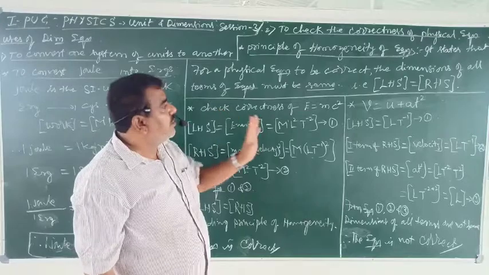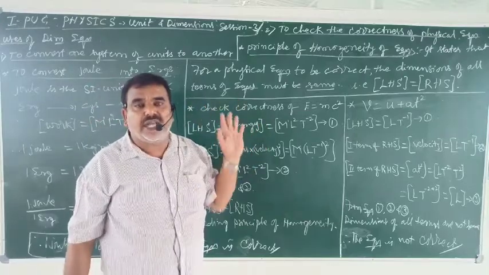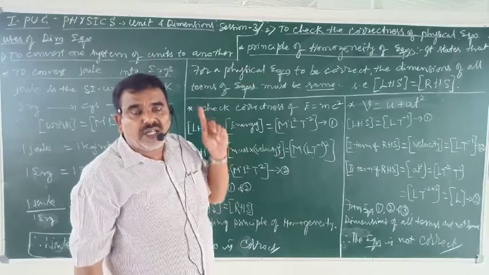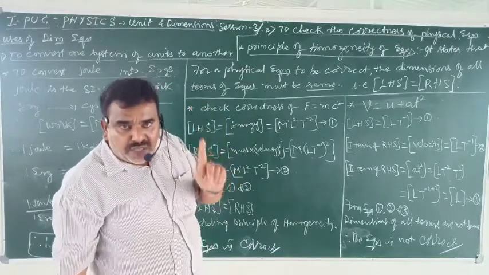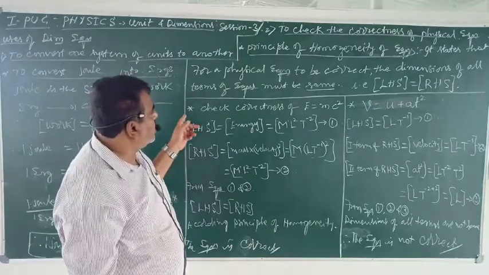In physics, we don't have such equations. All physical equations are dimensionally correct. They must be dimensionally correct. Okay. So let us take an example.